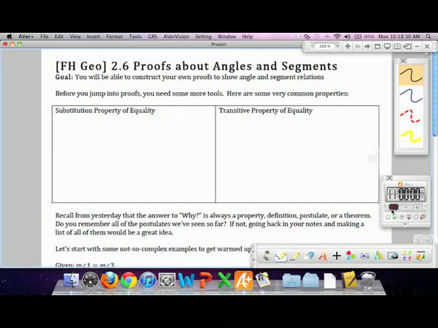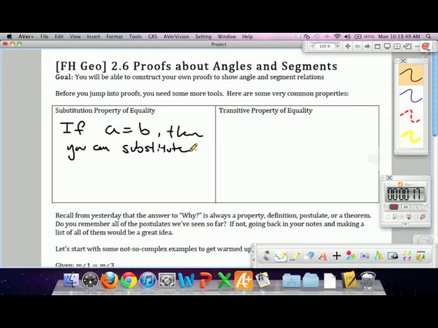Our substitution property of equality says this: that if A equals B, then you can substitute A for B anywhere you see it.